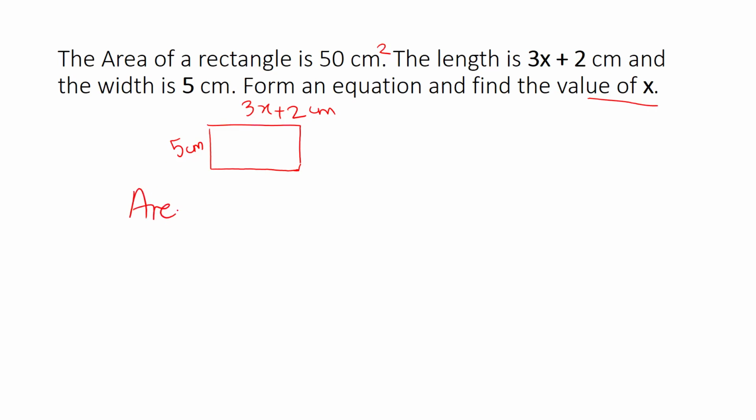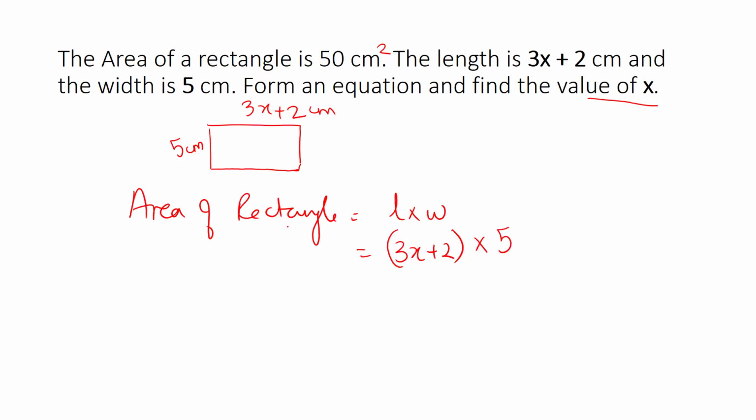So the area of a rectangle equals length times width, and in this case the length is 3x plus 2. I'll put it into a bracket, and then times the width, which is 5, and that equals 50. So our equation is formed at this stage. Now we need to tidy up the equation and solve it. So I'm going to bring this to the right side. 3x plus 2 equals 50.